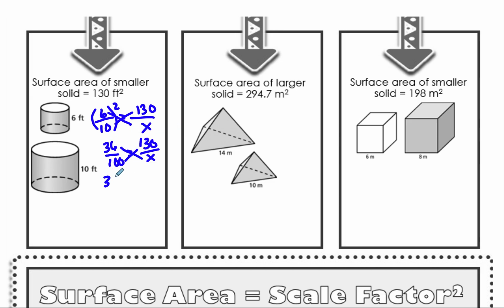All right, now I'm ready to do some cross products. So 36 times x is 36x. 130 times 100 is going to give me 13,000. Then I'm going to divide that by 36. And I get 361.1 repeating feet squared.